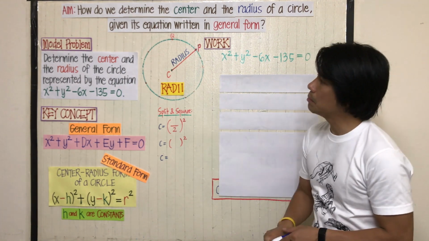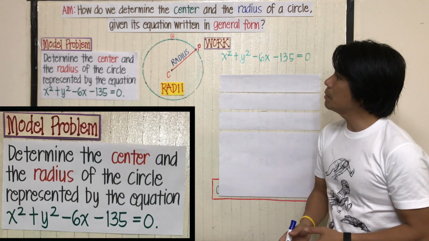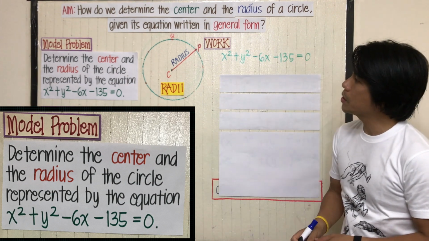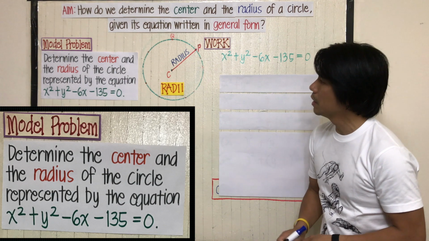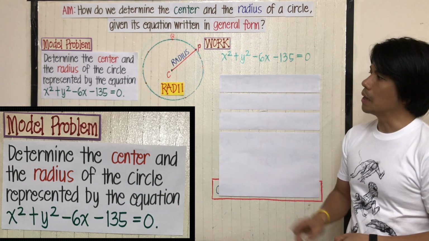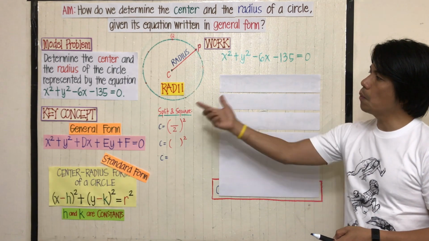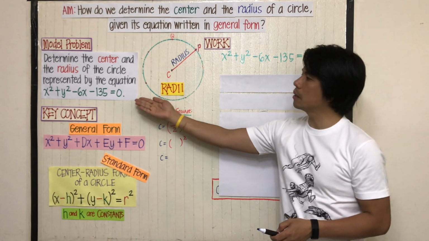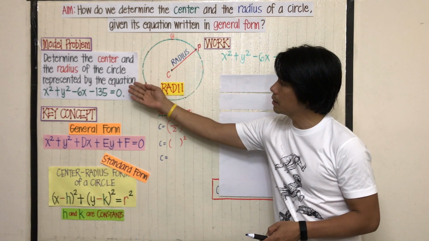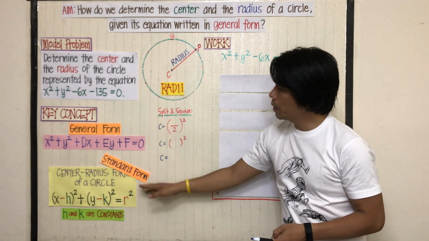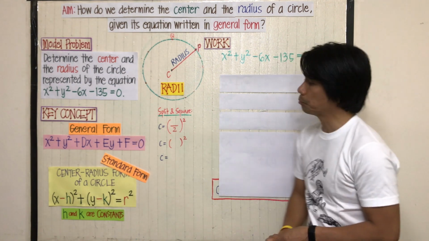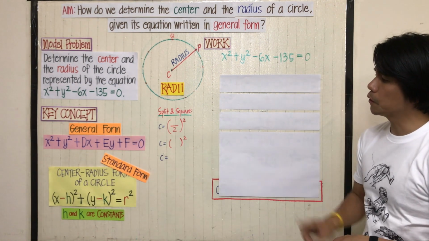Now let's go straight to the model problem. It says, determine the center and the radius of a circle represented by the equation x squared plus y squared minus 6x minus 135 equals 0. So again, we're given an equation of the circle written in general form. For us to be able to find the center and the radius of that circle, we need to change that general form into standard form or center radius form.